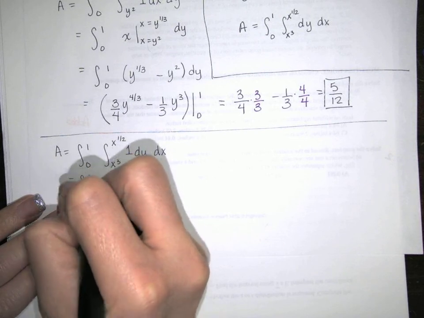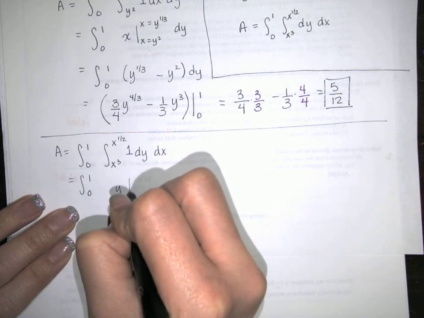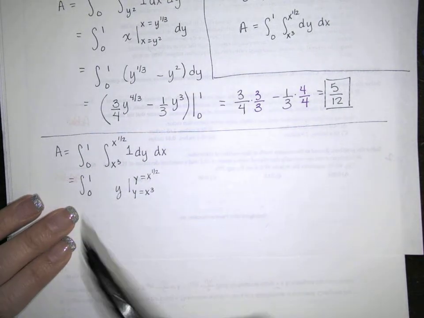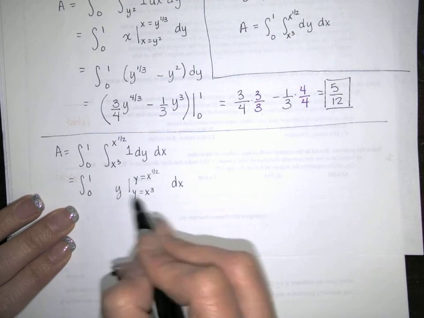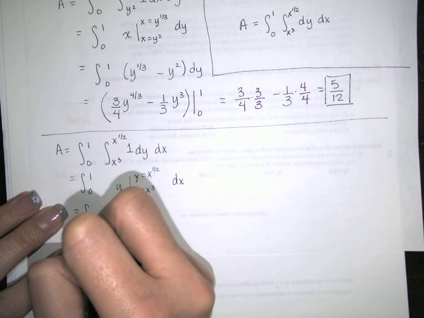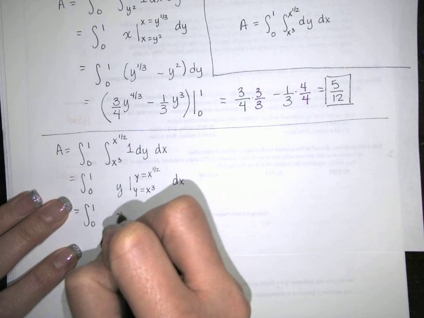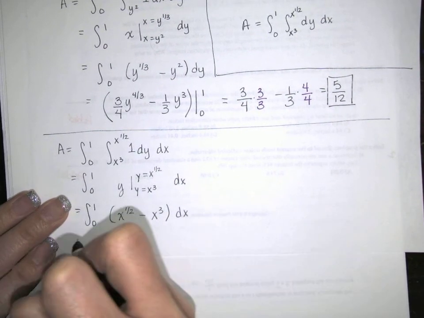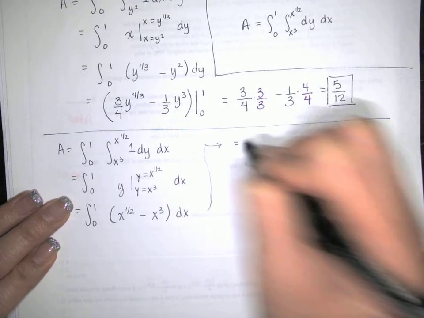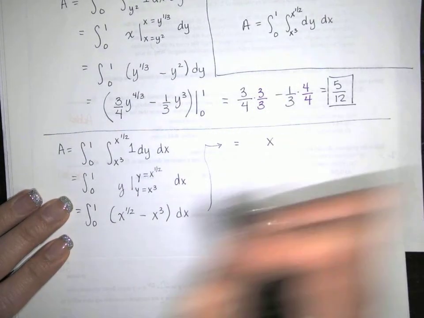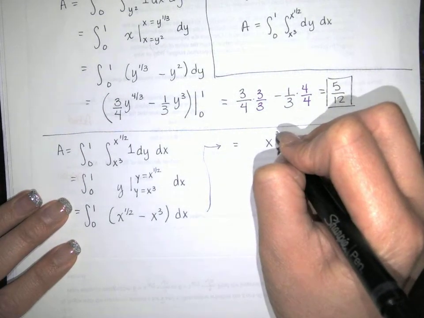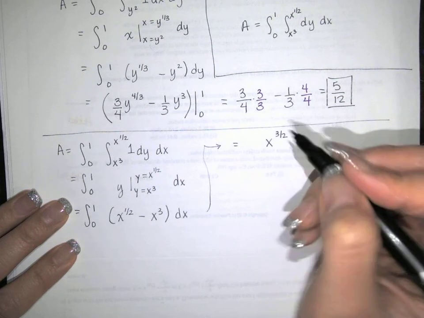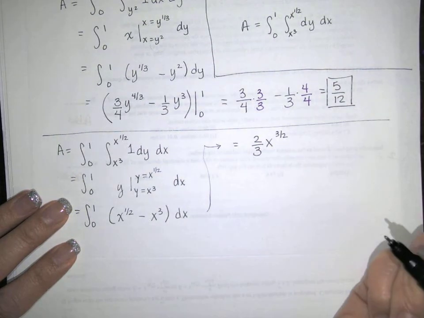The antiderivative of 1 with respect to y is just y. And then you replace y with its upper bound and its lower bound, and you subtract by the fundamental theorem of calculus. So we get an x to the 1/2 minus x cubed, and we're integrating with respect to x. Okay. Then here we add 1 to the exponent. 1/2 plus 1, it's 1/2 plus 2/2 is 3/2. And then we divide by the new exponent. Dividing by 3/2 is the same as multiplying by 2/3.